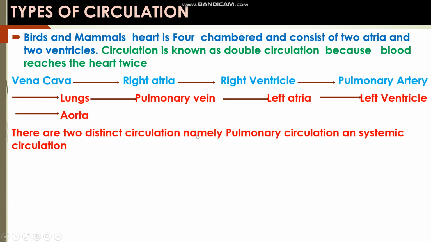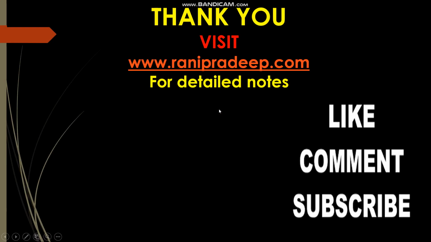Thus there are two distinct circulation, namely pulmonary circulation and systemic circulation. The circulation is known as double circulation. And also it is noticed that blood reaches the heart twice, hence circulation can be called as double circulation. So with this, the topic is over.